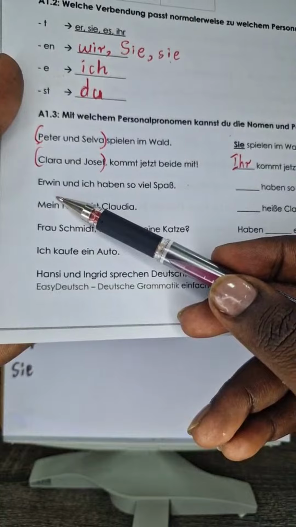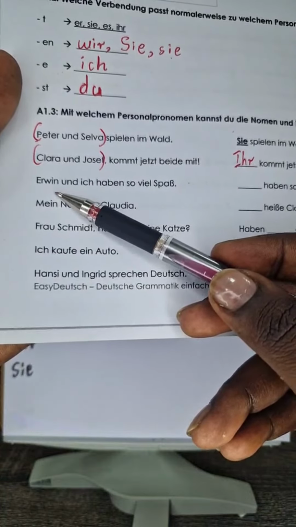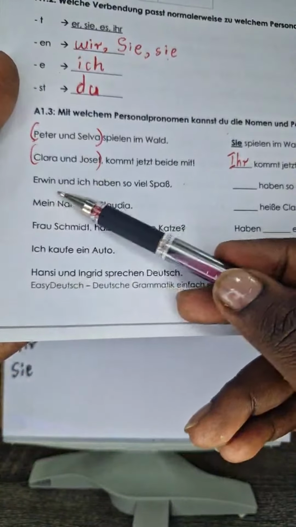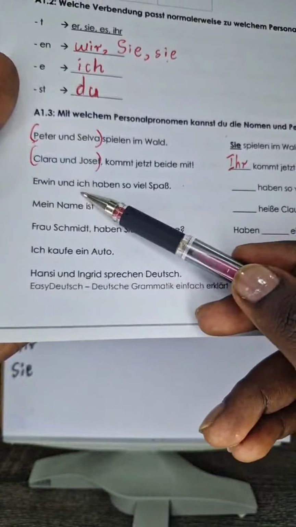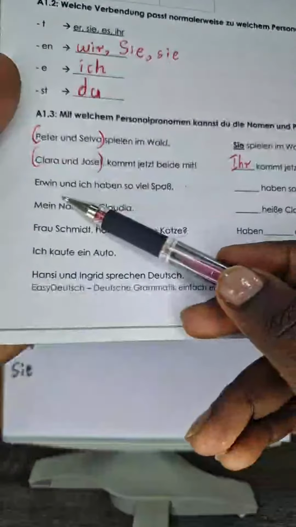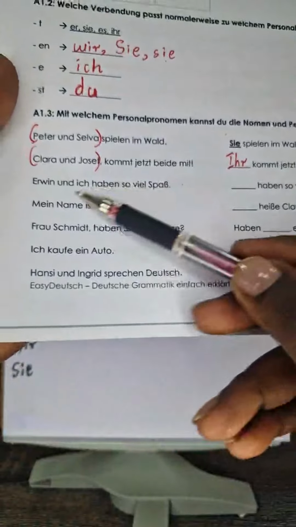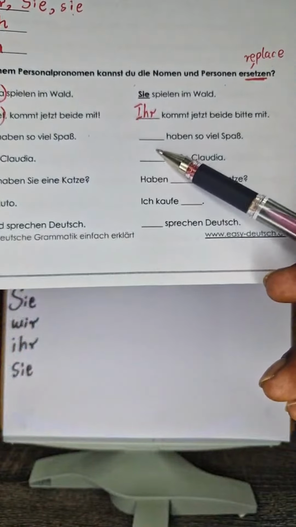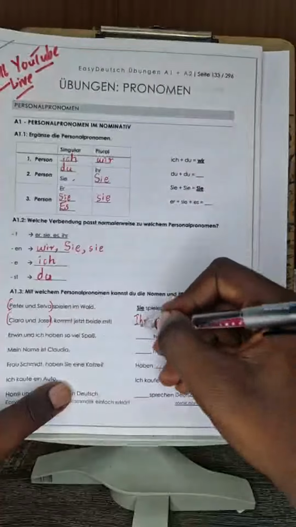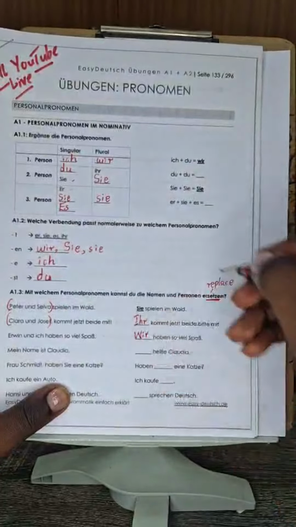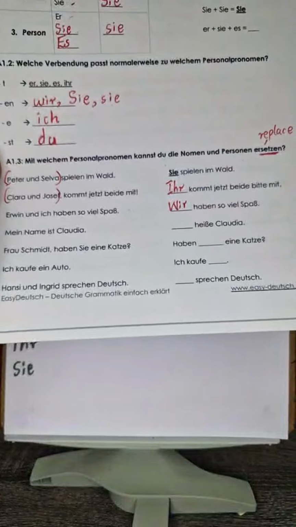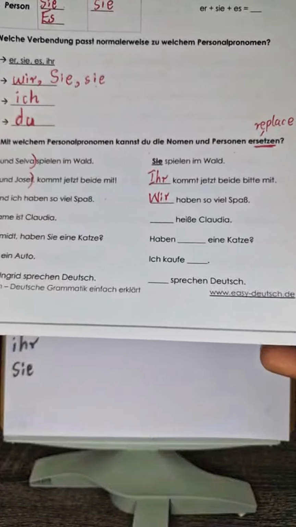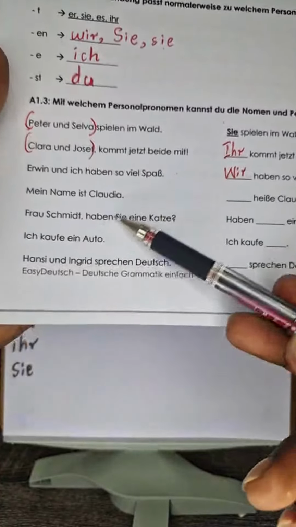Okay, number three says, Erwin und ich haben so viel Spaß. Erwin und ich, it's Erwin and I. This would mean we, right? Erwin und ich haben so viel Spaß. So if we replace these two with a personal pronoun, I should use wir. So, wir haben so viel Spaß. We are having so much fun. All right, so that is taken care of.